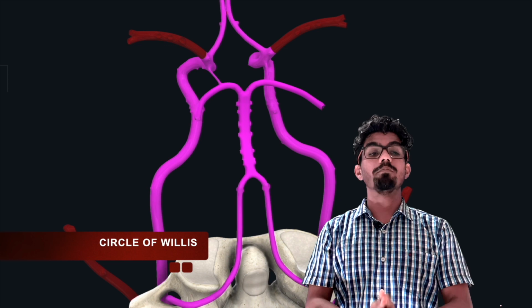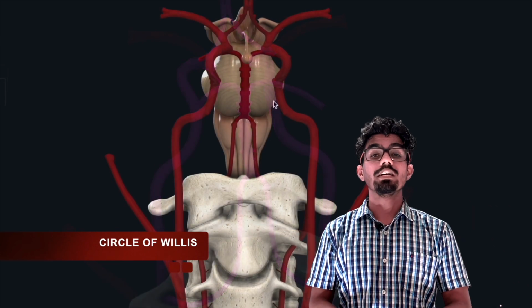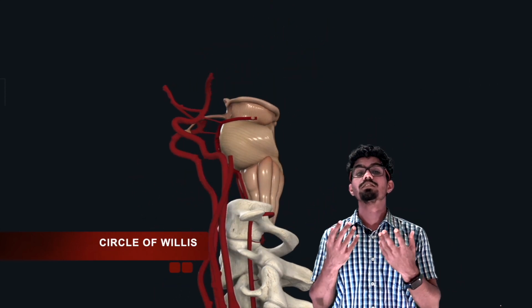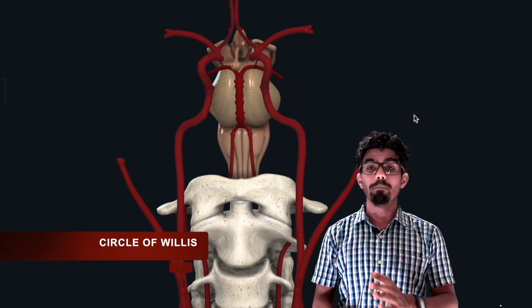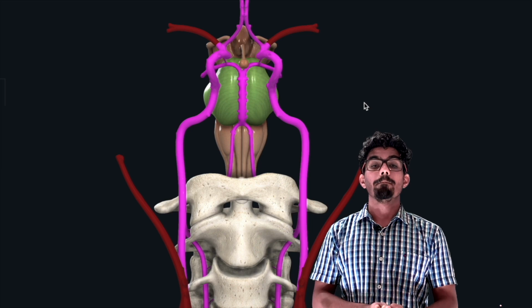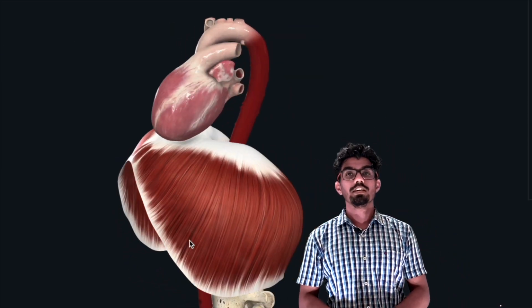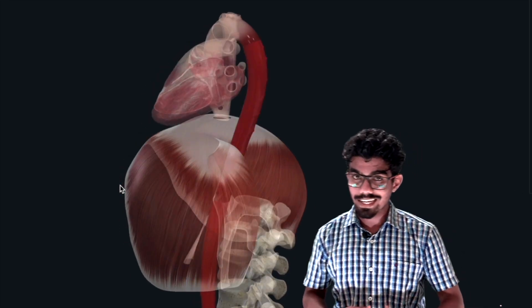The whole cerebrum and the cerebral cortex area are supplied by your cerebral arteries, the anterior, middle, and the posterior cerebral arteries. The base of the brain along with the brainstem area is supplied by the circle of Willis. Clear? Now look, the thoracic aorta descends downward like this.